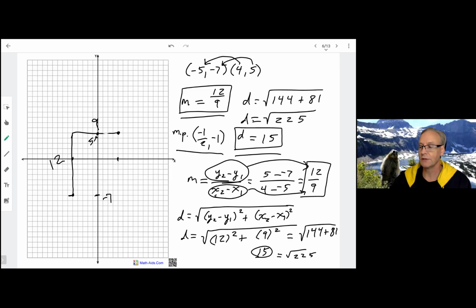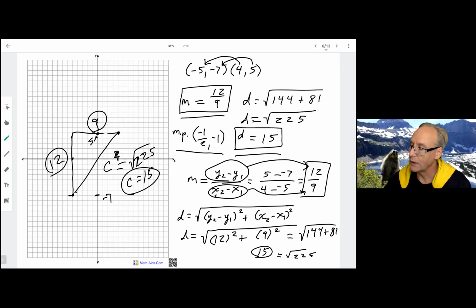And 12 squared plus 9 squared equals c squared. A squared plus b squared equals c squared. And it happens to be the square root of 225, and c is equal to 15. Let's see if my midpoint looks like it's in the right place. Negative 1/2, negative 1, which is right there. And that definitely looks like it's in the middle.